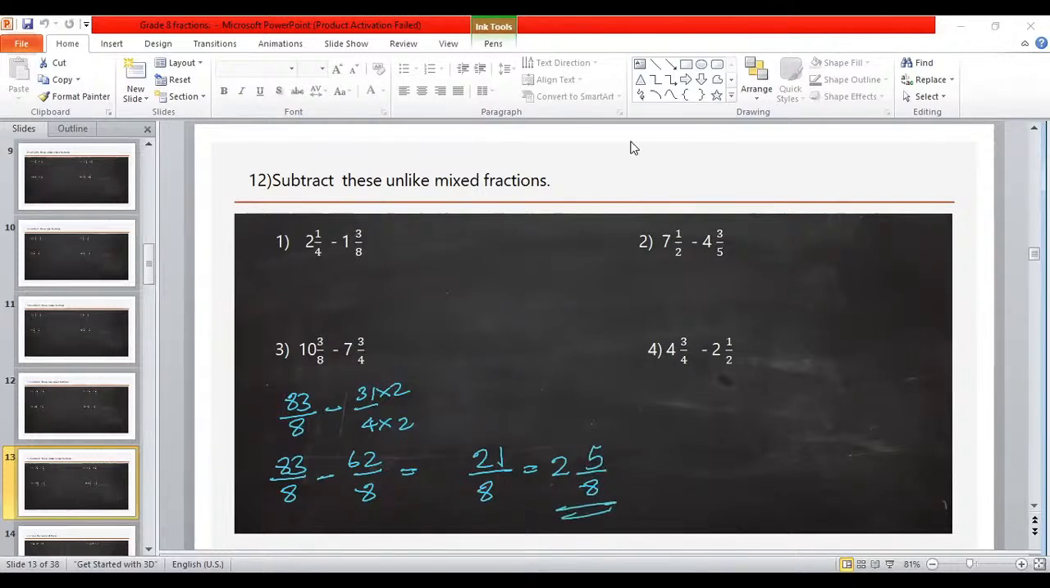We'll go to the next question. 4 times 4, 16. 16 and 3, 19 over 4 minus 2 times 2, 4 and 1, 5 over 2. This is by 2, this is by 2. 19 over 4 minus 10 over 4. Then you can write 19 subtract 10, 9 over 4. 2 and 1 over 4. This is the answer here.